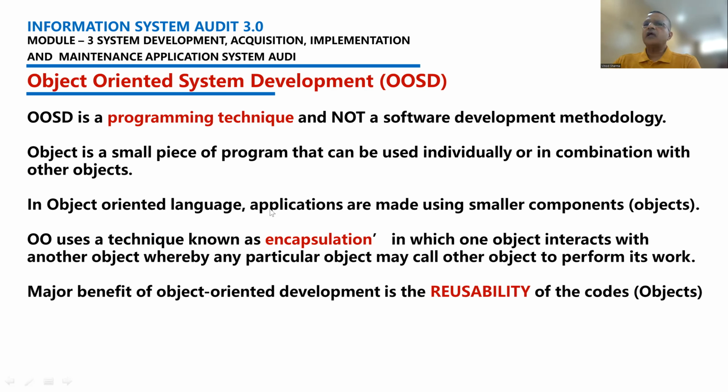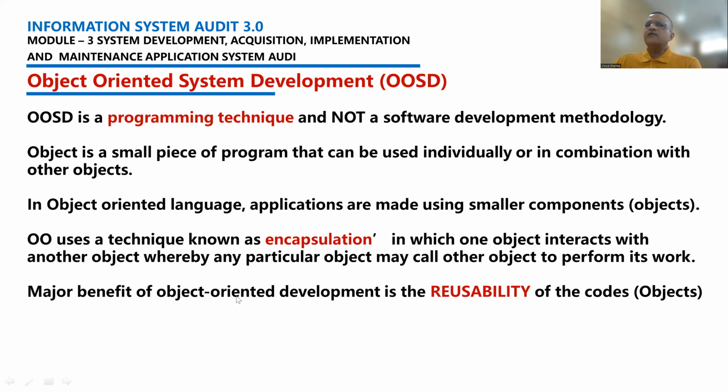In an object-oriented language, applications are made using smaller components. They are called objects, as I've talked about. Object-oriented development uses a technique called encapsulation, in which one object interacts with another object, whereby any particular object may call another object to perform its work. As I mentioned, encapsulation in the sense that the functionality of one object is shared with the functionality of the objects belonging to that very object class. So these are technical things. I don't want to go into detail, right?